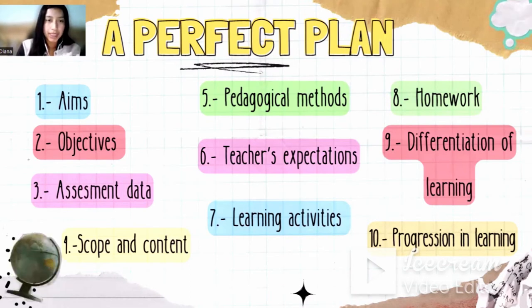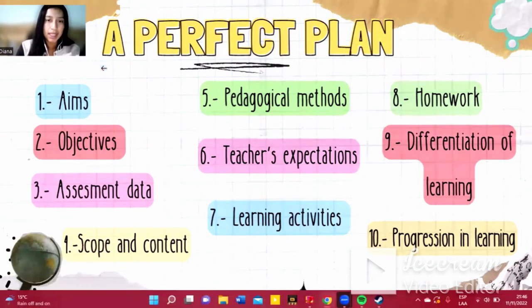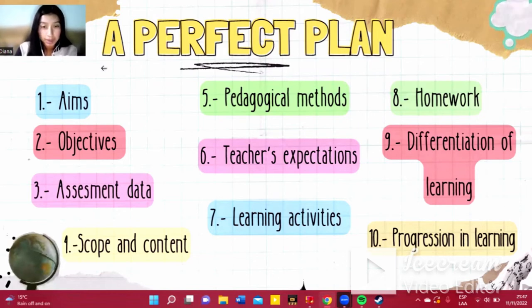A perfect plan contains 20 elements. The first, aims, that the teacher is going to follow until reaching the goals. The objectives, that are going to apply from the end of the learning process until the students develop the skills. Assessment of data: the students provide the teacher with grades, with a good performance. And scoping content: that will be the content that the teacher is going to teach, and also vocabulary. Pedagogical methods: the teacher is going to apply them in the classroom, like strategies, methods, methodology, and other kinds of tools. And teacher expectations: that the teacher is going to manage the new content with the students, and that they are going to have a good performance.